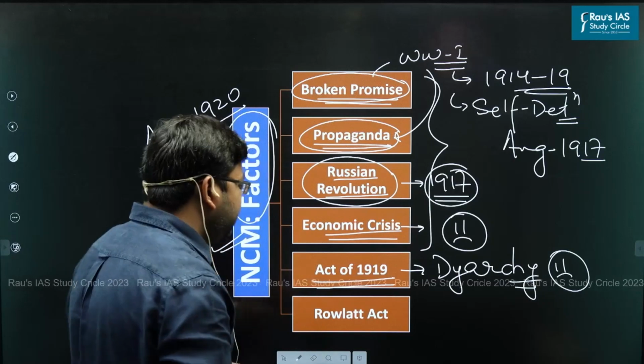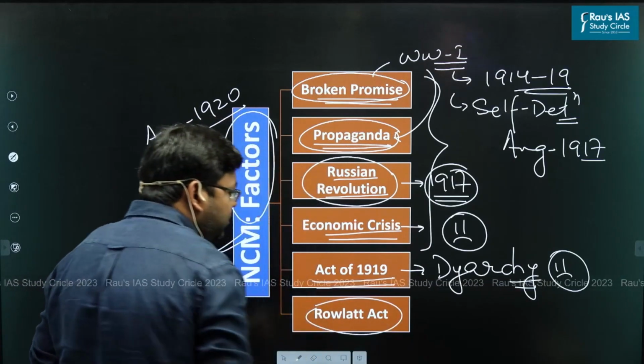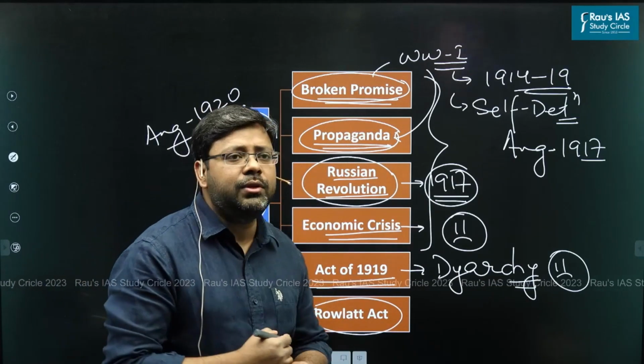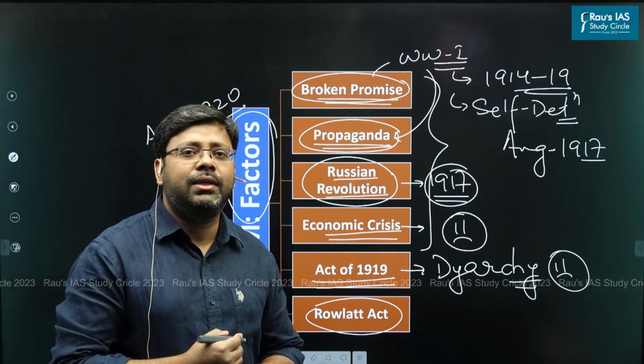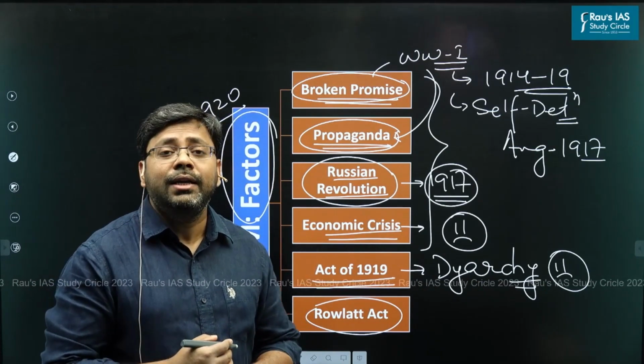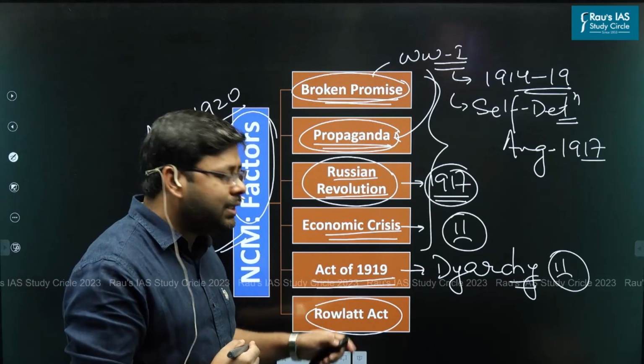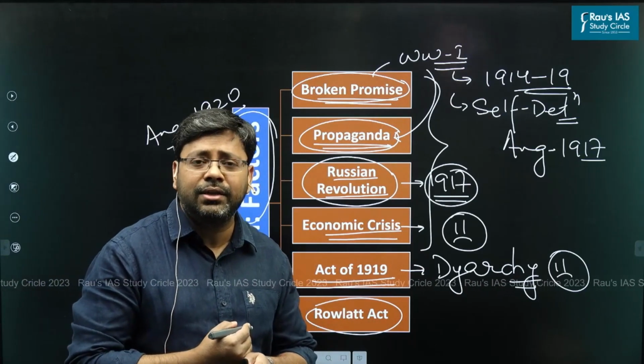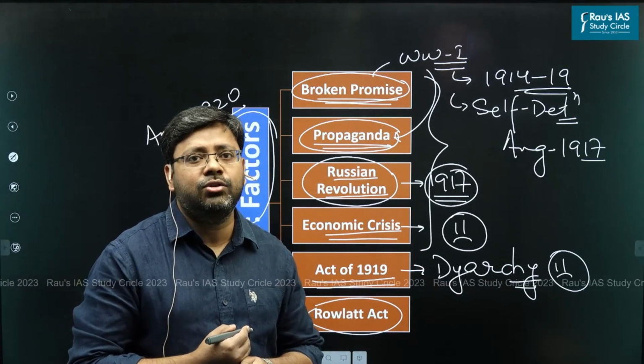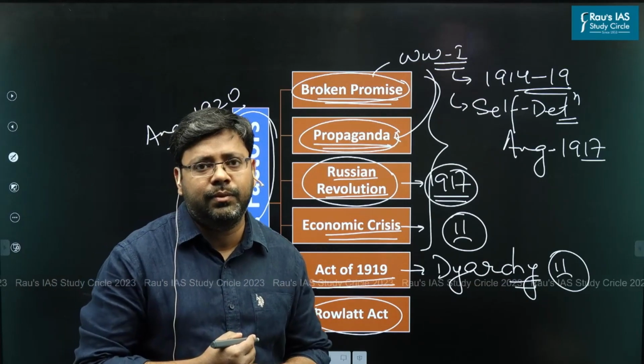Not only this, the British came up with the Rowlatt Act, which would authorize the government to imprison anybody without any conviction or without any trial. It was certainly a direct step to suppress the Indian national movement. Certainly, this led to a lot of reaction among the Indian people.